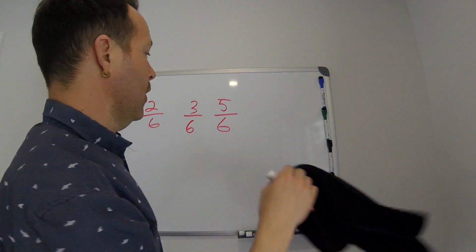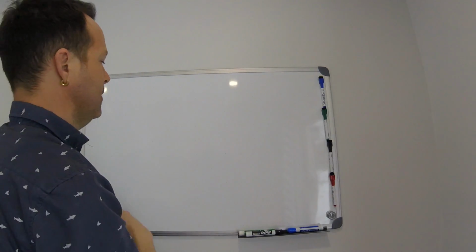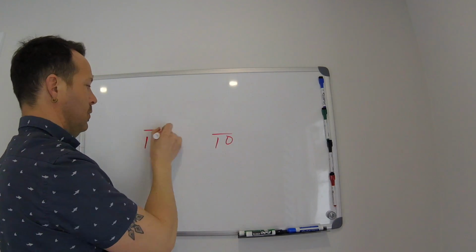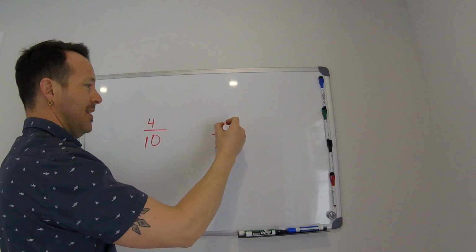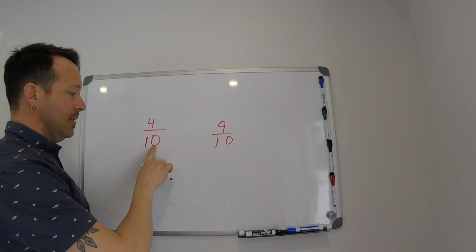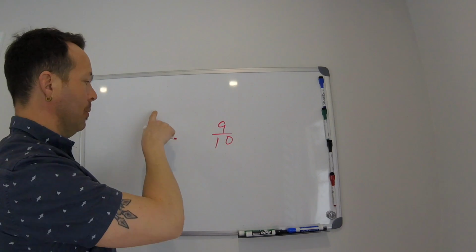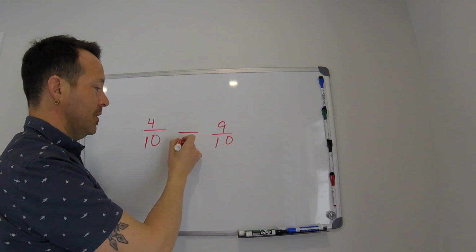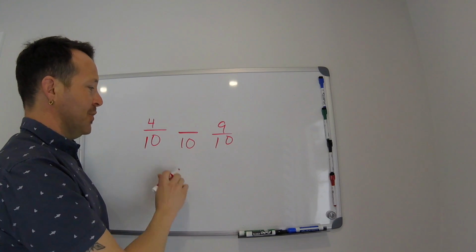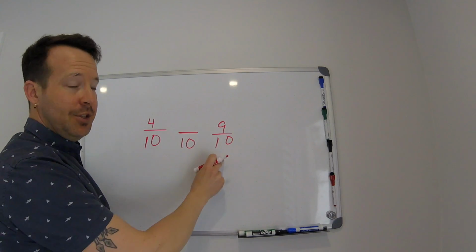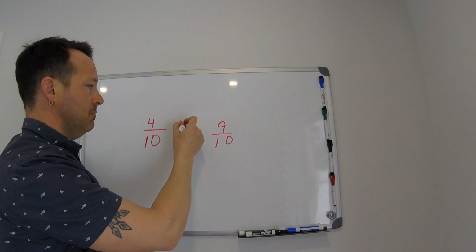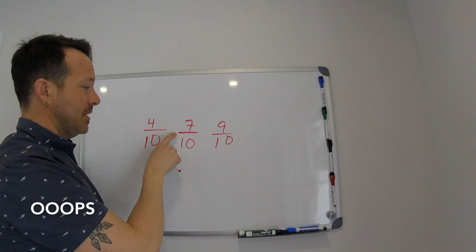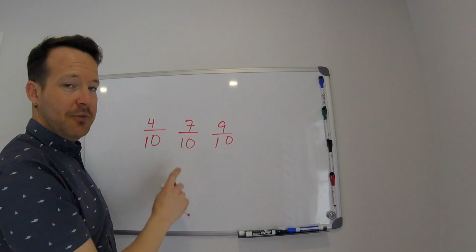Let's try another quick one. We'll make the denominator a little bigger. Let's go 10, and we'll go 4 tenths and 9 tenths. Okay, denominators are the same. We're picking a number now between 4 and 9. Our denominator is going to be 10. So a fraction that's between these two would be, let's go with 7. 7 is between 4 and 9. And so 7 tenths is in between those two fractions.